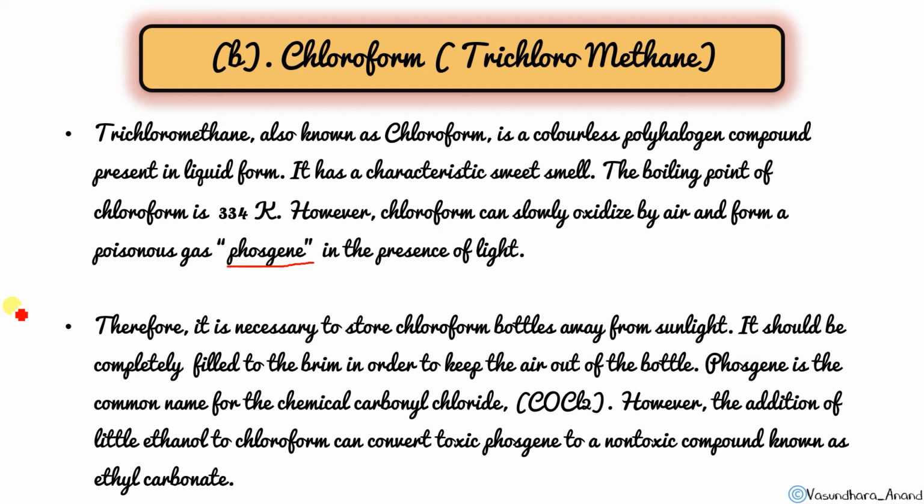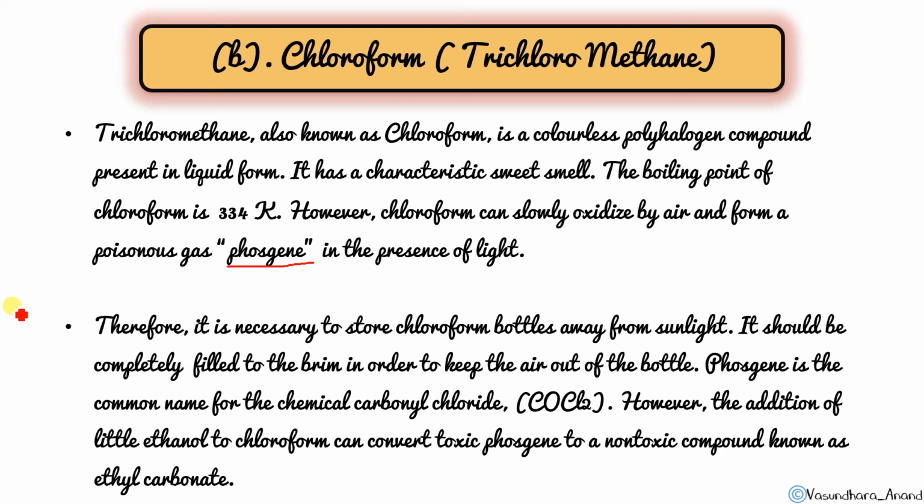Phosgene is the common name of the chemical carbonyl chloride, COCl2, and this is the phosgene gas. This is a poisonous gas. However, the addition of a little ethanol to chloroform can convert toxic phosgene to a non-toxic compound known as ethyl carbonate. Suppose a few milliliters of chloroform are used up from the bottle and we forgot to fill it up to the brim, then what to do? It will form phosgene gas. That means the complete solution is now waste, isn't it?